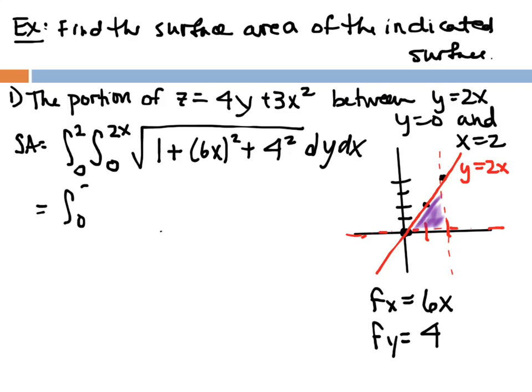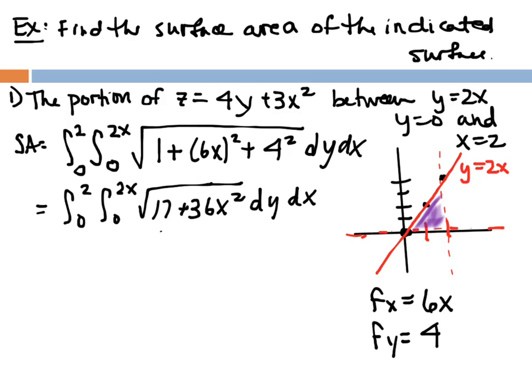Alrighty. What do we have? What's all underneath there? The square root of what? 17 plus 36x squared. Nice. And this is dy dx. So we need to integrate this with respect to y, correct? So let's do that real quick. I promise we've got about 2 minutes left. Can you guys bear with me for that just a moment? Okay. What's the integral of this with respect to y?